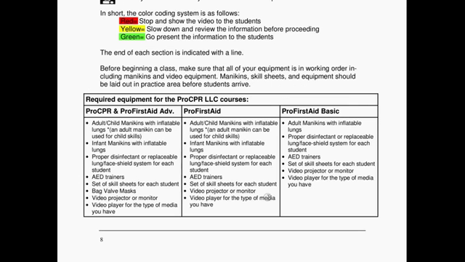In preparing to teach a class, you also need to make sure you have all the proper equipment. The equipment list is supplied on page 8 of your Instructor Manual. You will notice that for Pro CPR and Pro First Aid Advanced classes, the equipment is listed out here complete. Pro First Aid and Pro First Aid Basic class.